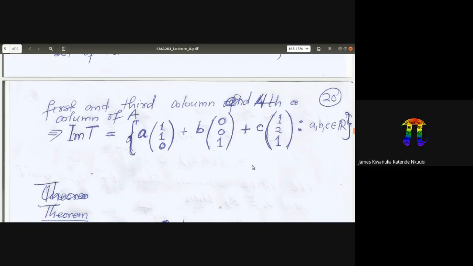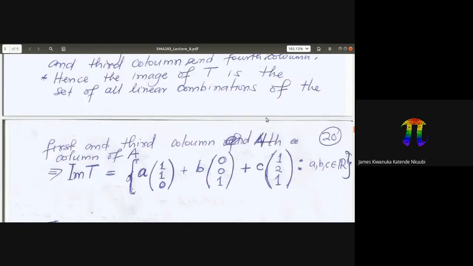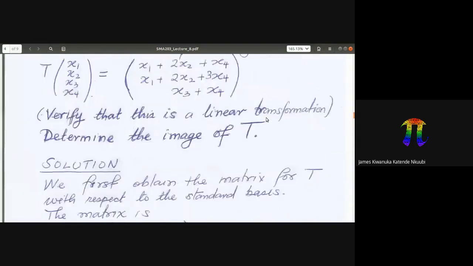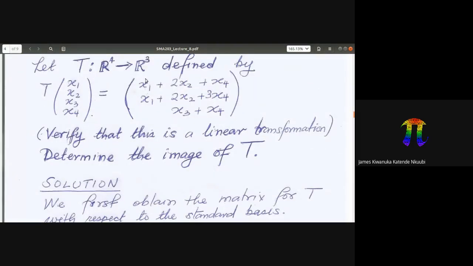Now, also, you will notice that these three vectors are linearly independent. And any set of three linearly independent vectors will form a basis of R3, right? So it means the image is the whole of R3. And therefore, this is another example of a map that is surjective because the image is the whole of R3.